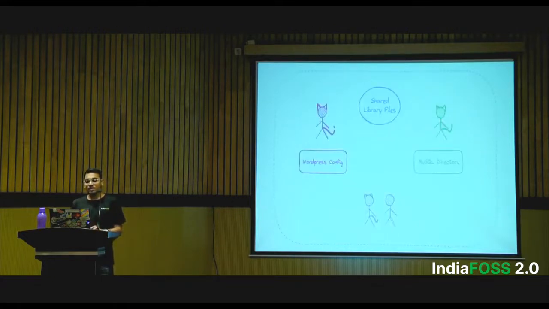But what if the Apache WordPress app tries to access the MySQL directory, or the MySQL app tries to access the WordPress directory? We know that something is wrong here because they shouldn't be accessing each other's directory or files. And something suspicious is happening here.